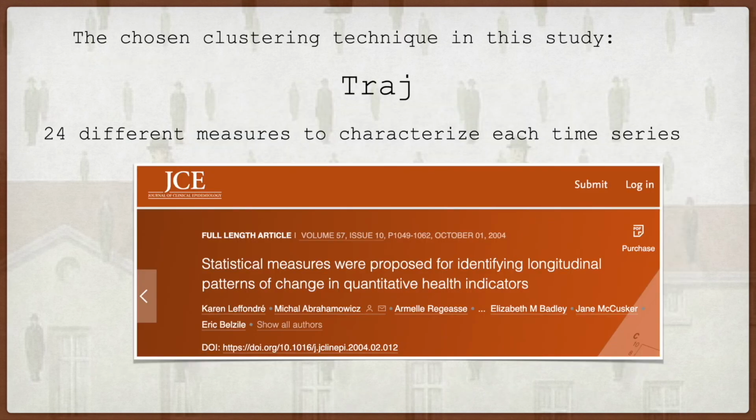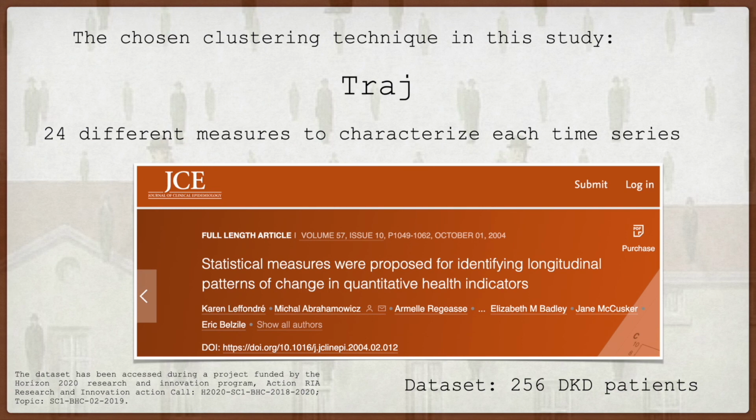Here we are considering the tsfeatures-style method, which uses 24 different measures to characterize each one of the time series. This is a method proposed by Lefondre and co-authors. In our dataset, there are 256 DKD patients.